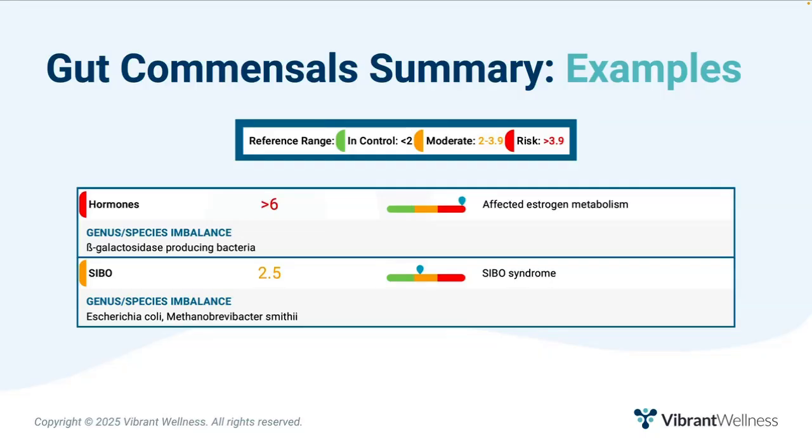In this example, the hormones category has a score of greater than 6, indicating high risk for estrogen metabolism to be affected, as indicated by elevated levels of beta-glucuronidase producing bacteria. Meanwhile, the SIBO category has a score of 2.5, indicating moderate risk for small intestinal bacterial overgrowth, as indicated by elevated levels of E. coli, which tends to increase after bouts of gastroenteritis, and Methanobrevibacter smithii, which can contribute to methane-driven constipation.